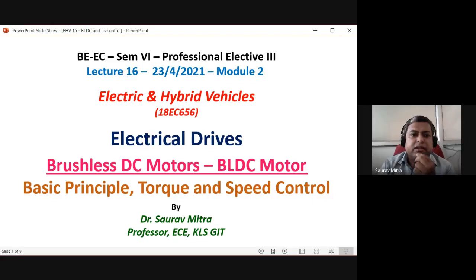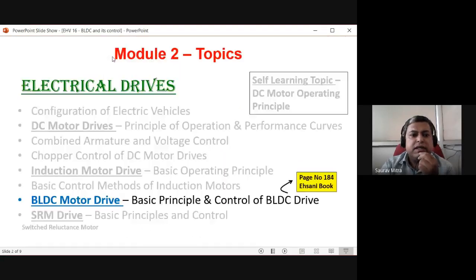Morning. We are starting with lecture number 16. This is the second last topic in module 2. The topic is electrical drives, brushless DC motor, or BLDC motor. The topics we are going to see under this are the basic principle and control of BLDC drive. You will find this topic in the book of Ehsani, page number 184 onwards.